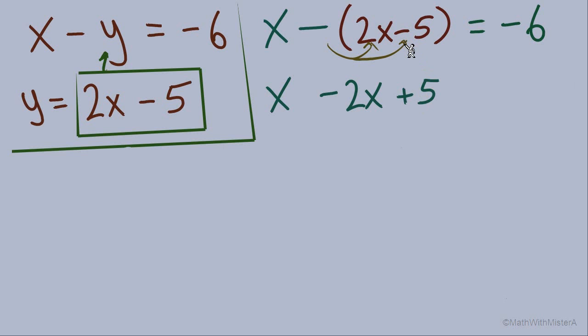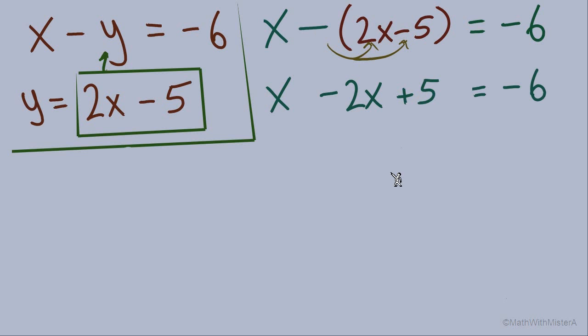This is a very common place to go off path, to not be careful about this minus that is in front of parentheses. It needs to activate everything, every term inside the parentheses. It changes a 2x from positive to negative. It changes this negative 5 into a positive 5. That's how to handle that negative in front of the parentheses. The rest of the equation equals negative 6.